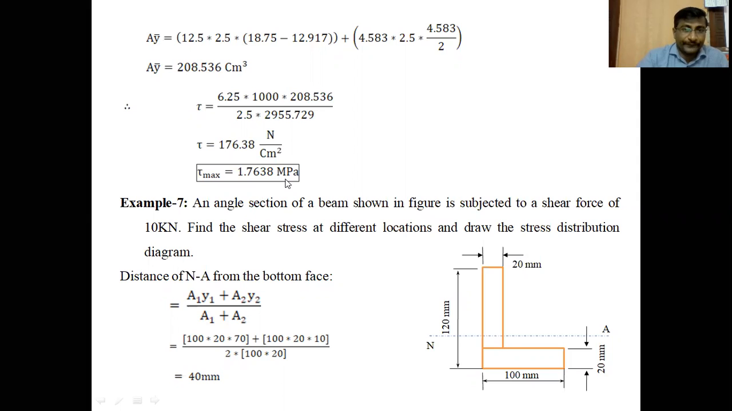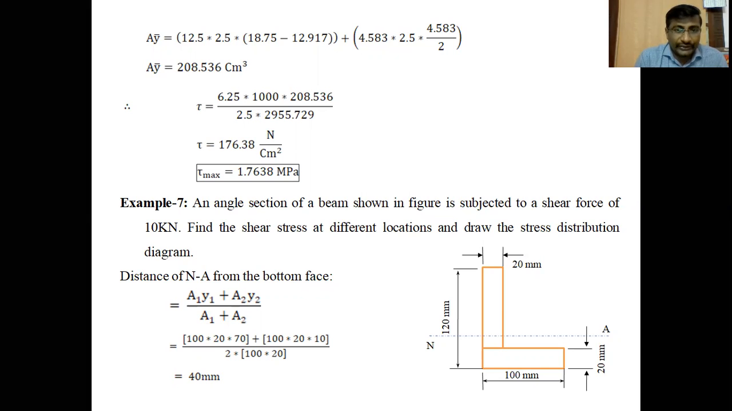Clear, students? So let us go for another example. It is the last problem in unit 3, example 7. Another L section is there, or angle section. It is also called an angle section.